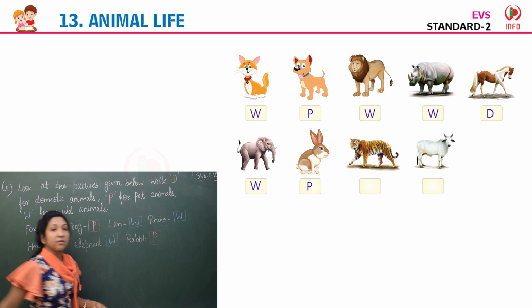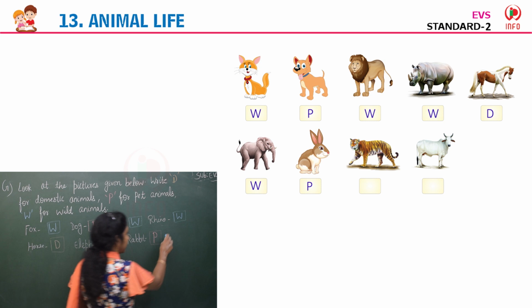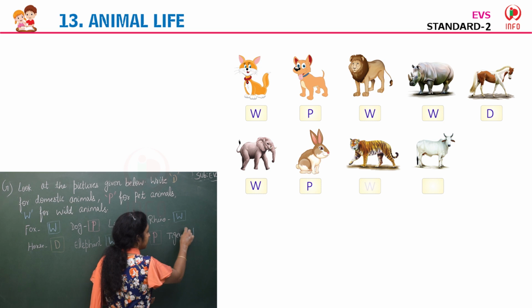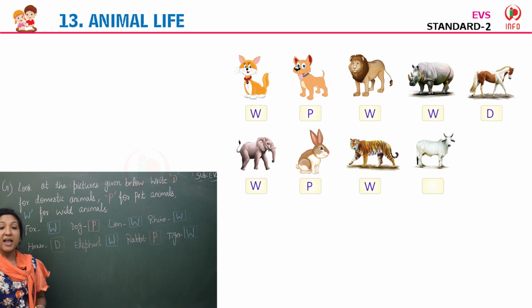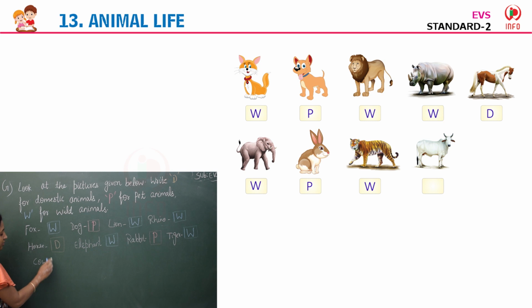Now the next image. Yes, it's a flesh-eating animal. It kills other animals and eats. It's a tiger. Yes, tiger. So it's a wild animal. So you can write W in the square box. Now what about the last image? Yes, a very useful animal which gives us milk. Yes, it's cow. So it's a domestic animal. So you can write D in the square box, the letter D.